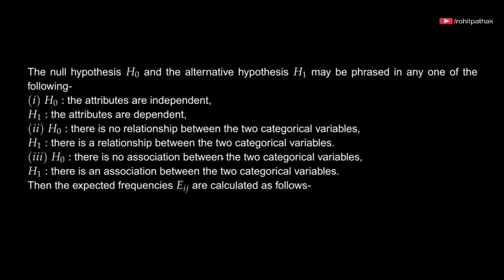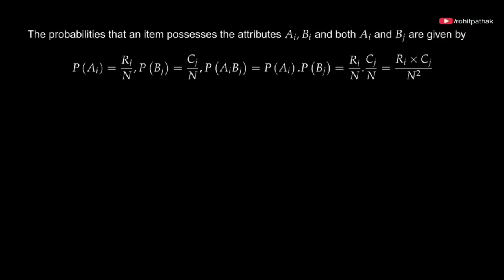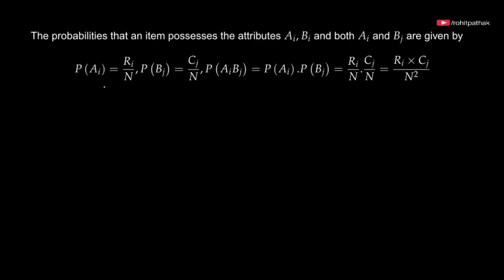Then our problem is to find expected frequencies Eij in each class. So expected number of frequencies in each class can be computed like this. So here from the table we see that the probability of an observation having Ai attribute is total number of observations having Ai attribute, that means Ri, divided by total number of observations. Similarly, probability of an observation having Bj attribute is equal to the total number of observations having Bj attribute divided by the total number of observations.